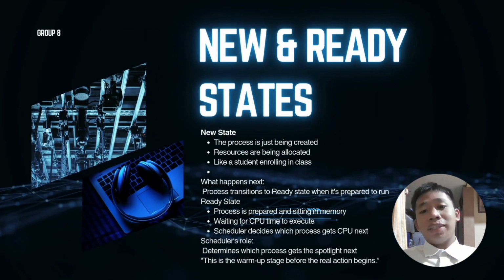Let's look at the new and ready states of a process. In the new state, the process is just being created. Resources are being allocated, and it's like a student enrolling in class. At this point, the process is not yet running, but it's getting prepared. What happens next is the process moves to the ready state. Here, the process is already sitting in memory, waiting for CPU time to execute. The scheduler, which acts like the organizer, decides which process gets the spotlight next. You can think of this stage as the warm-up before the real action begins. The process is ready, just waiting for its turn to run.